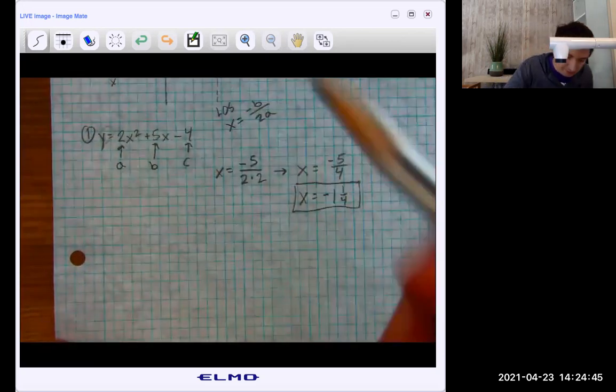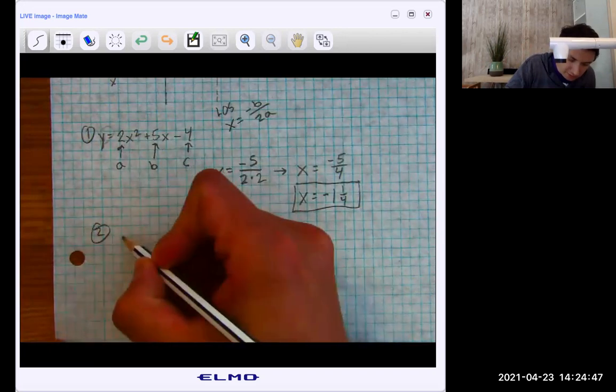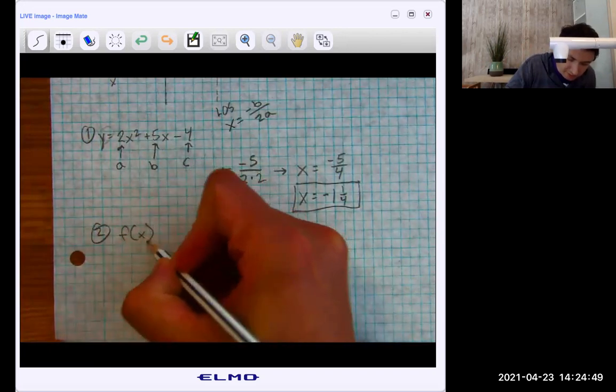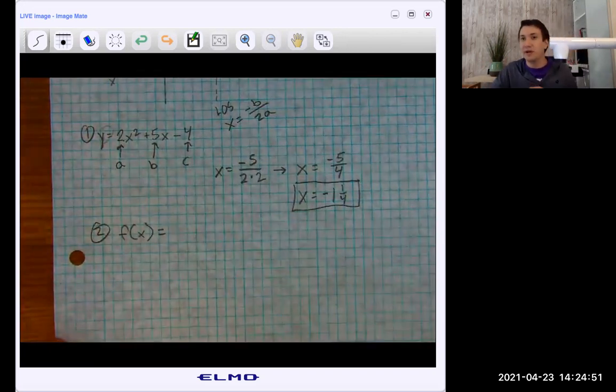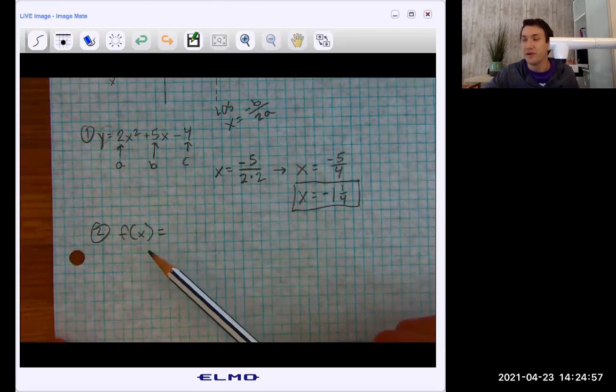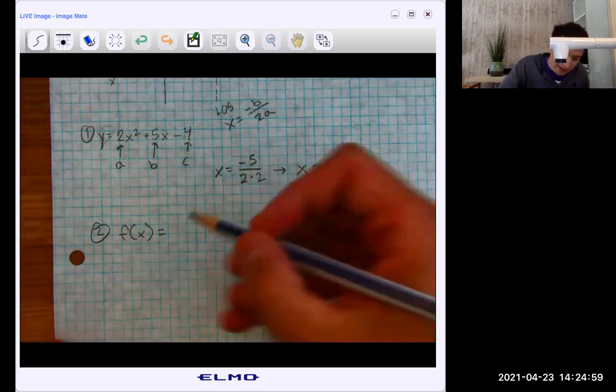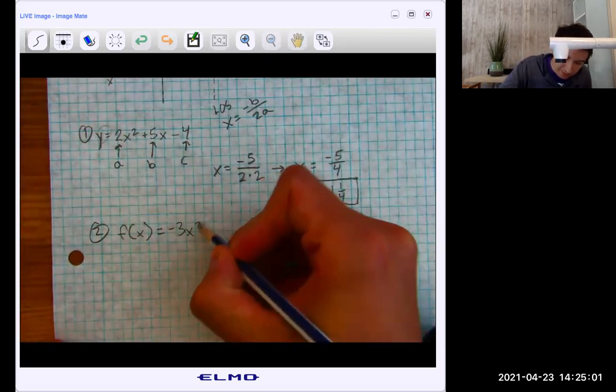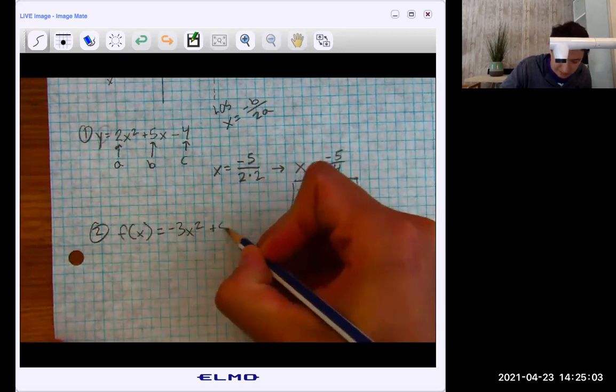Let's do another one. We can also write this in function notation. Remember, we learned function notation a long time ago. F of x is the same as y equals. It's just another way to keep track of your function. So let's say we had negative 3x squared plus 8.